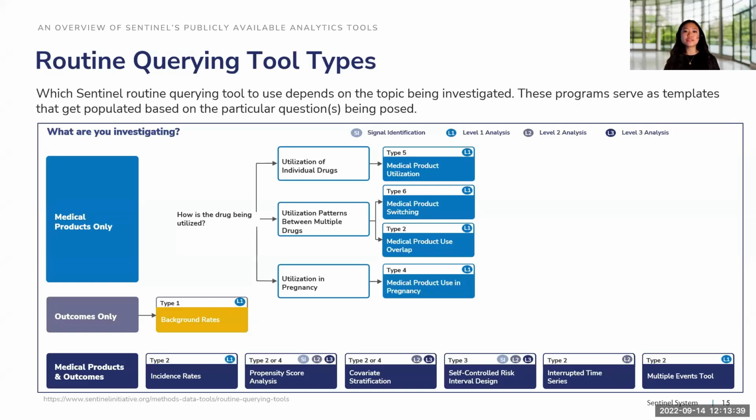Now let's change gears to consider routine querying tools for outcomes only. If you are investigating background rates, the Type 1 tool identifies prevalent or incident events, such as exposure, outcome, or condition, and calculates the rate of that event in the Sentinel distributed database during a user-defined query period.